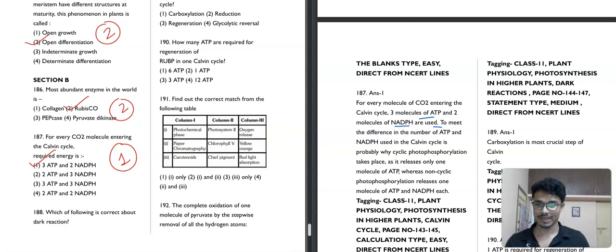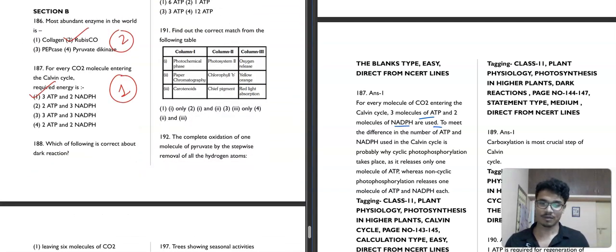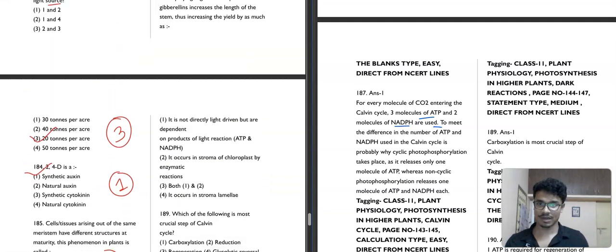Then question number 188. Which of the following is correct about dark reaction? It is saying that it is not directly light driven but is dependent on the products of light reaction. Absolutely correct. It occurs in the stroma of chloroplast by enzymatic reaction. Absolutely correct. Then both first and second are correct. It occurs in the stroma lamellae. No. It does not occur in the stroma lamellae. So the correct answer is the third option.